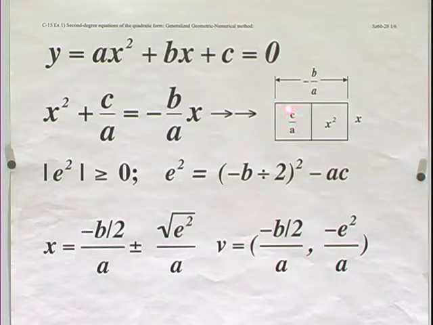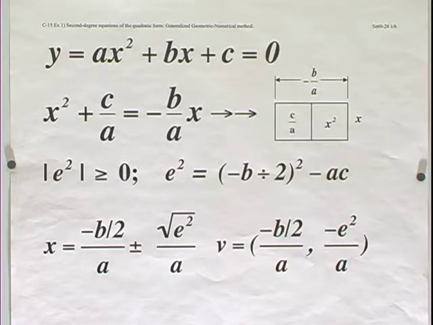Then I'm going to construct a geometric diagram, this rectangle here. And I'm going to assign this length to be minus b over a, and this width to be x. So when I multiply that times that, it has to be equal to these two areas. One area is x squared, that term, and the other area is c over a, that term.